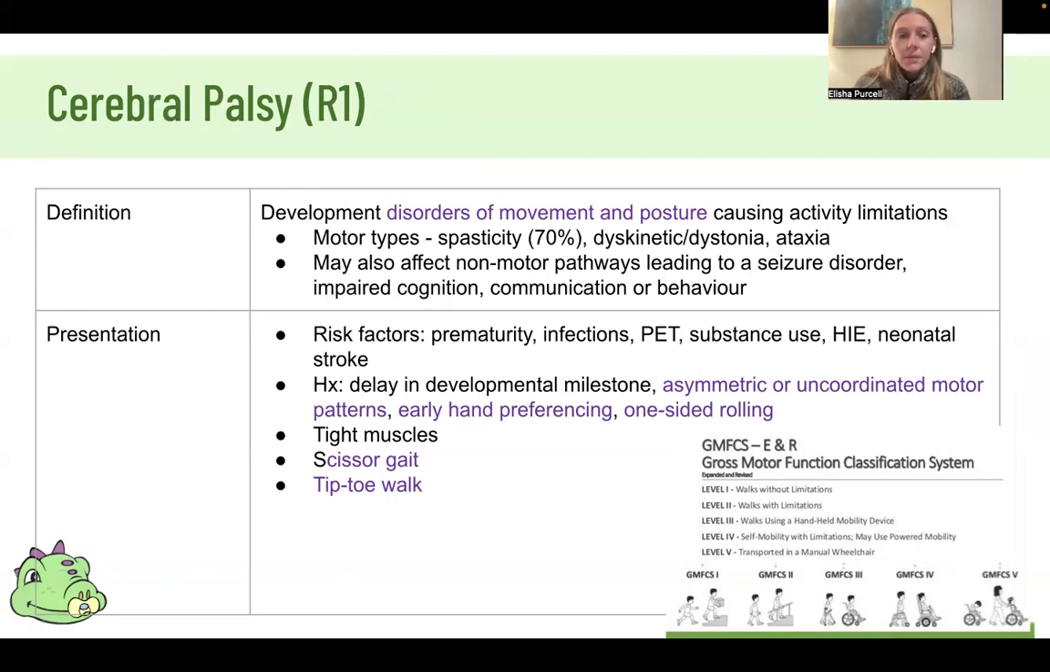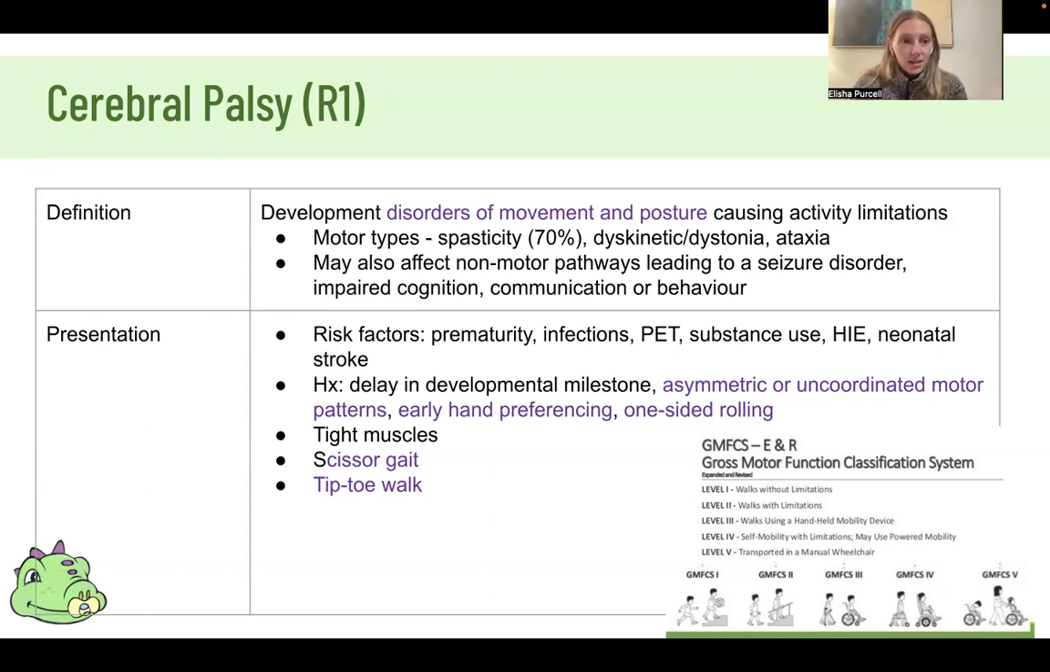And there are different types of cerebral palsy. You can think about the motor types, where 70% is spasticity, but there's also dyskinetic, dystonia, and ataxia types. But then you can also affect non-motor pathways, leading to a seizure disorder, impaired cognition, like impairment in communication or behavior. How do these children present?